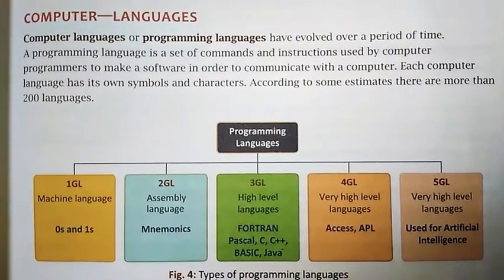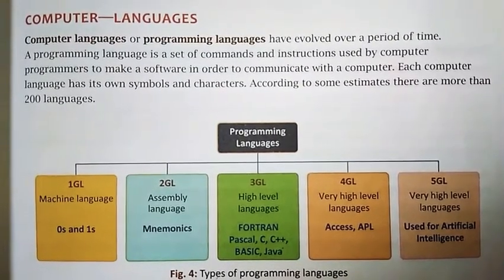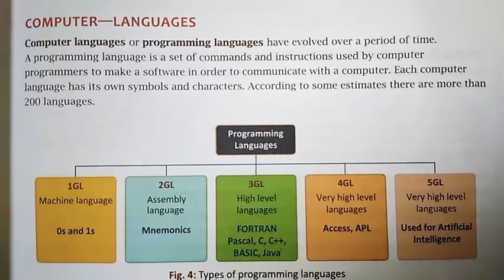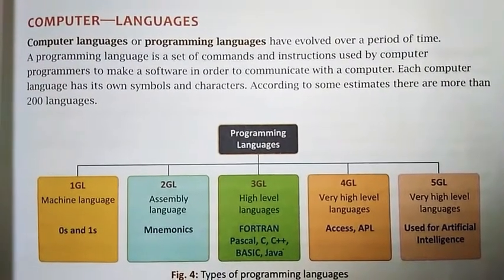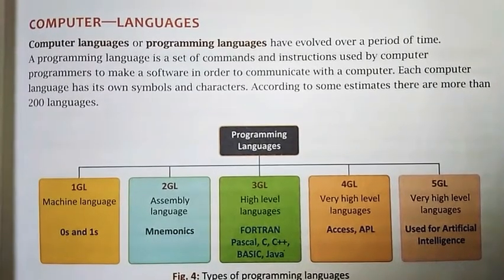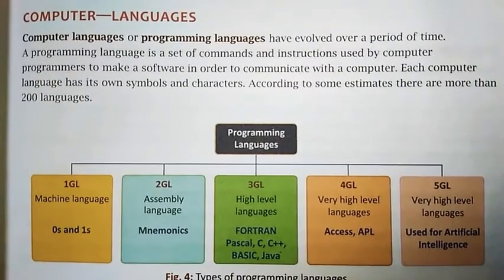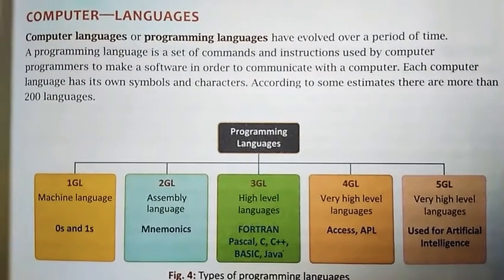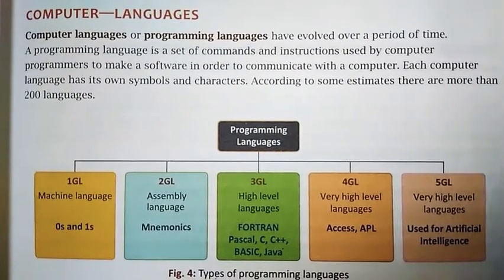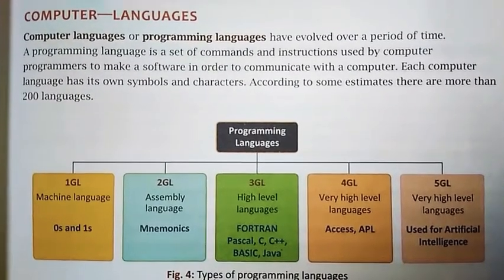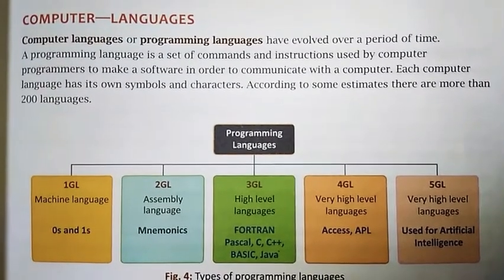Next is fourth generation languages, very high level languages. Access, APL, these are examples. And next one is 5GL, fifth generation language. Very high level languages. It is used for artificial intelligence. Artificial intelligence means a computer can think and decide on its own.